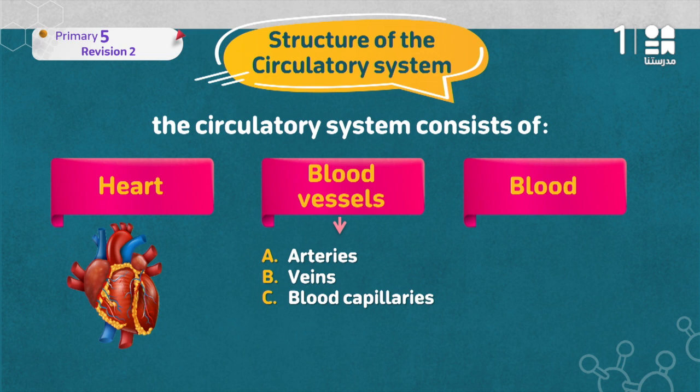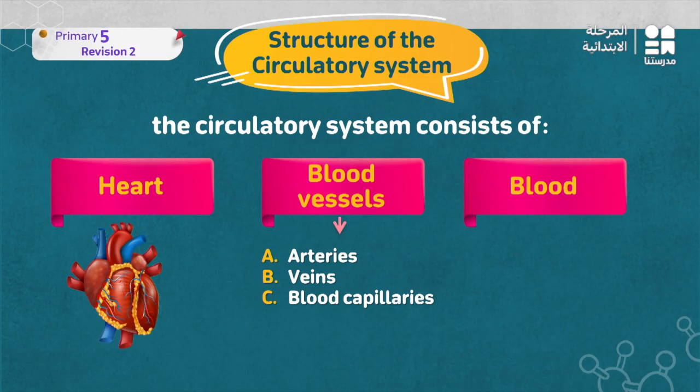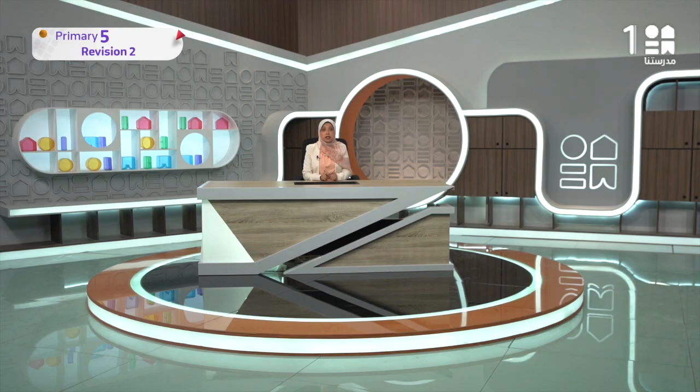طيب بعد كده اتكلمنا عن الفينز. بس قبل الفينز الارتري كان بياخد البلود من الهارت لبره ولا العكس؟ لا فعلا it carries blood from the heart to all the body parts. طب والفينز؟ الفينز it carry blood from all body parts to the heart. وعندنا زي pulmonary veins, superior and inferior vena cava.